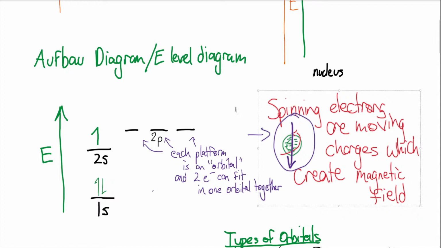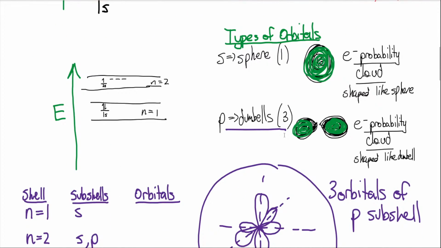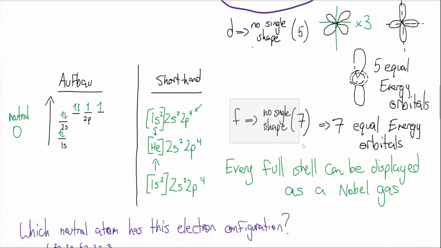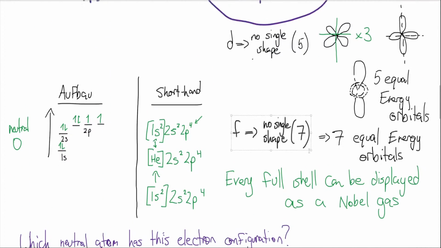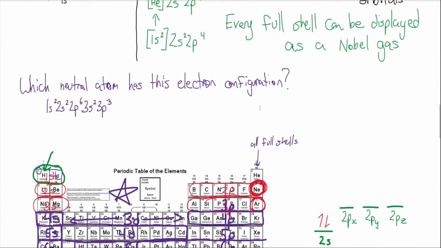No, S is 0. S is 0. P is 1, yeah. D is 2. And F is 3. This is your L number, right? Okay, we'll get there.